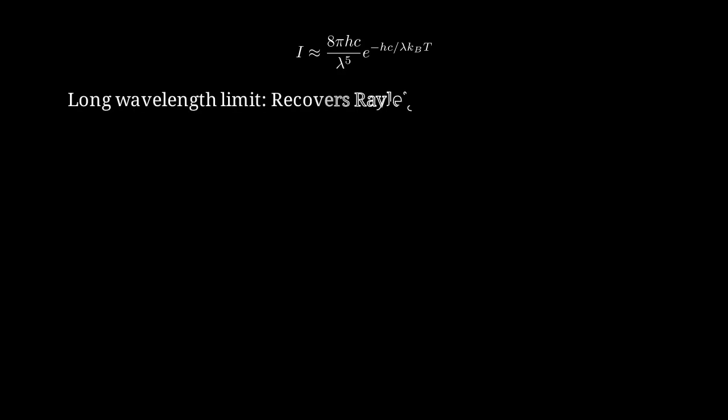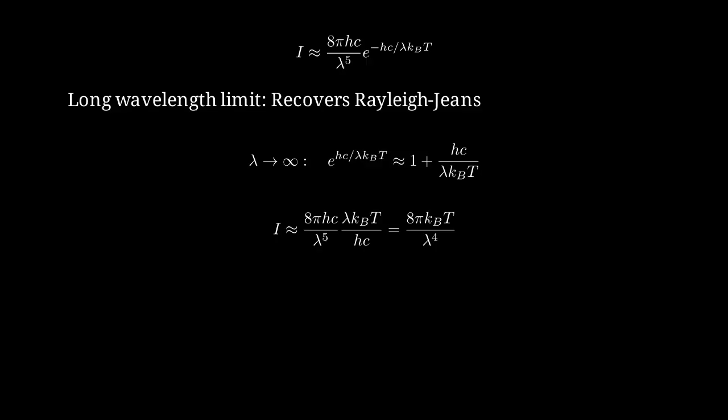In the long wavelength limit, when hc over lambda kBT is small, we can expand the exponential. When lambda goes to infinity, e to the hc over lambda kBT approximately equals 1 plus hc over lambda kBT. So intensity approximately equals 8 pi hc over lambda to the fifth times lambda kBT over hc, which simplifies to 8 pi kBT over lambda to the fourth. This is exactly the Rayleigh-Jeans formula.